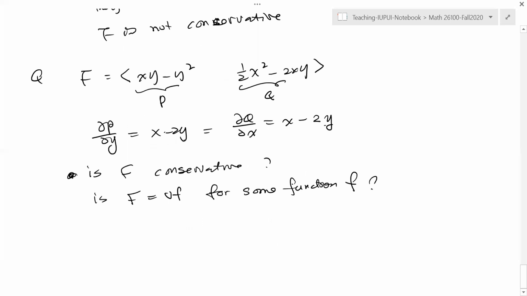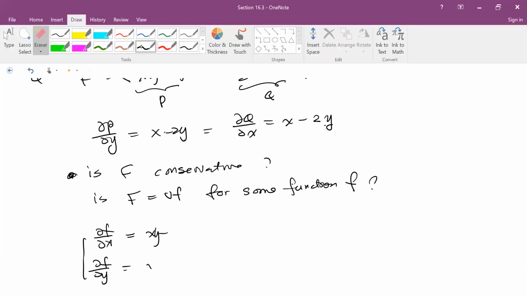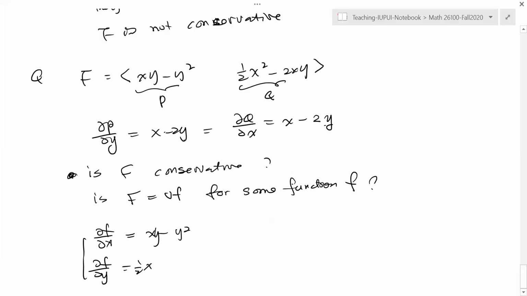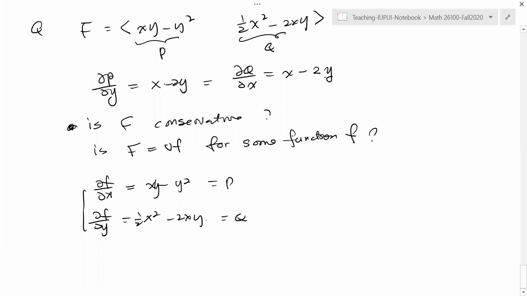I think it's possible. How to do that? Let's try. That means you have to solve these two equations. It's a gradient, right? This is x times y squared, not this. Yeah, it's the original component. This is y squared, and here's half of x squared minus 2xy. That's p, that's q. Let's solve this system of equations.